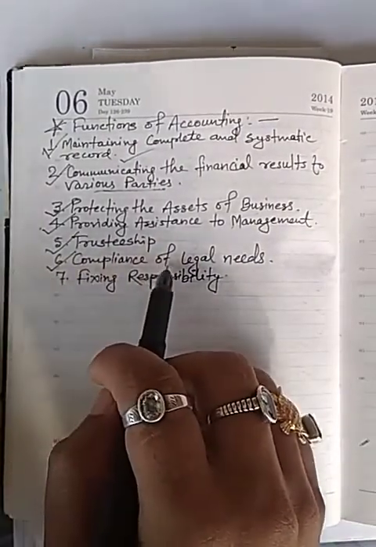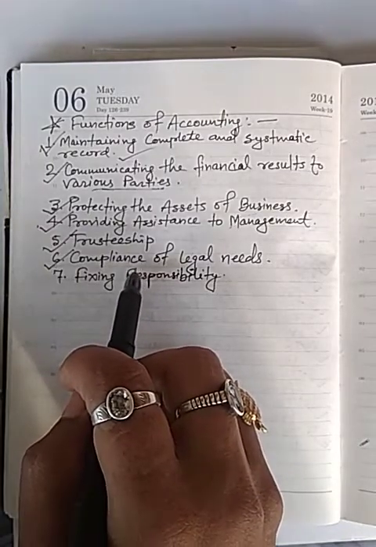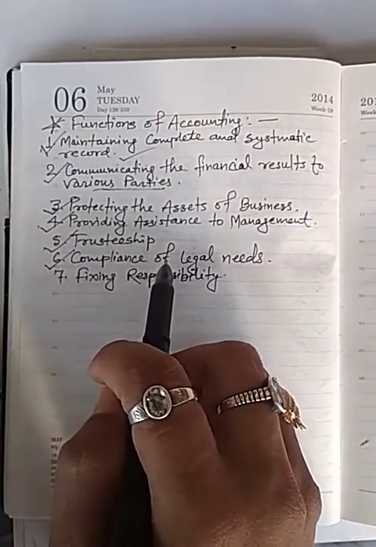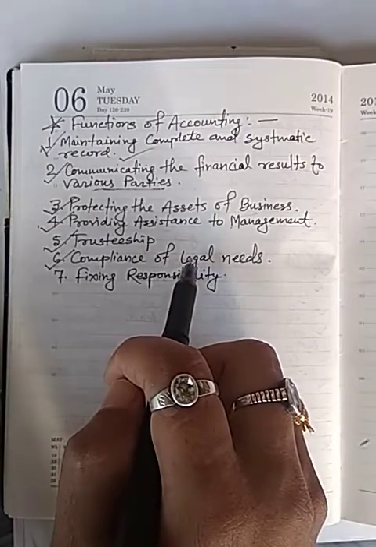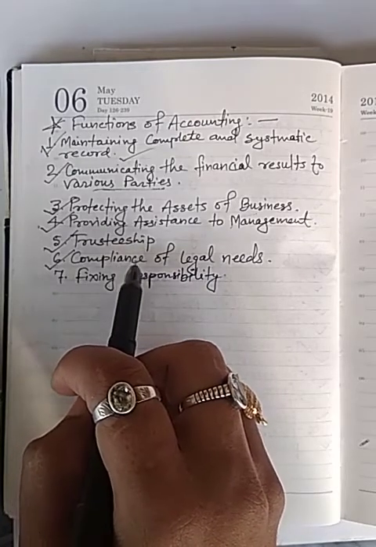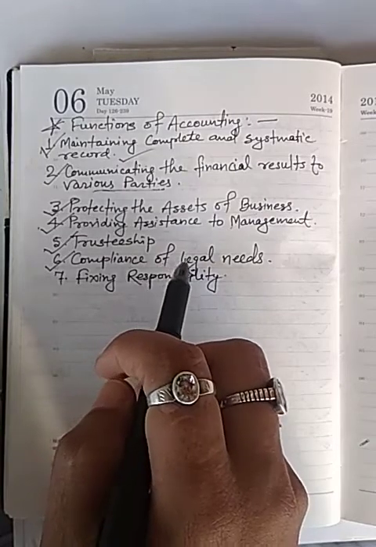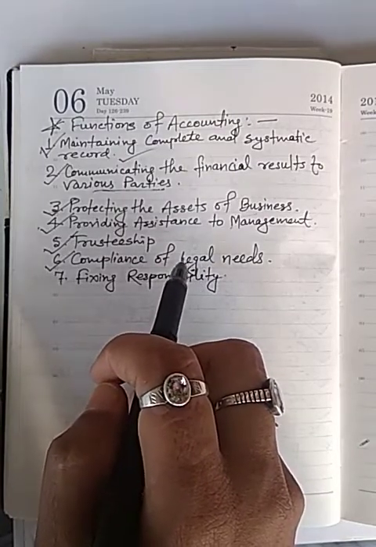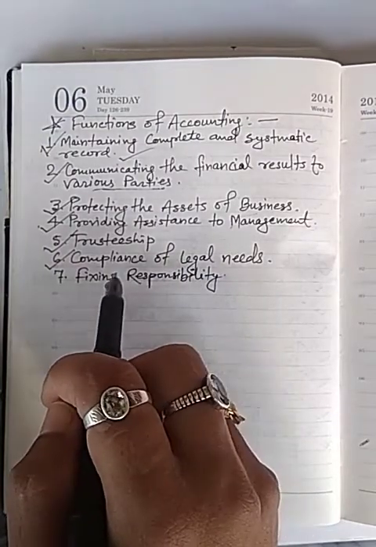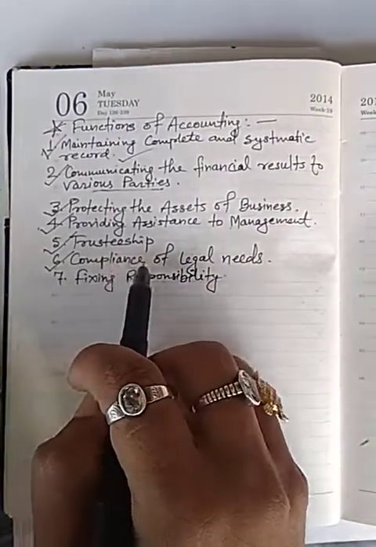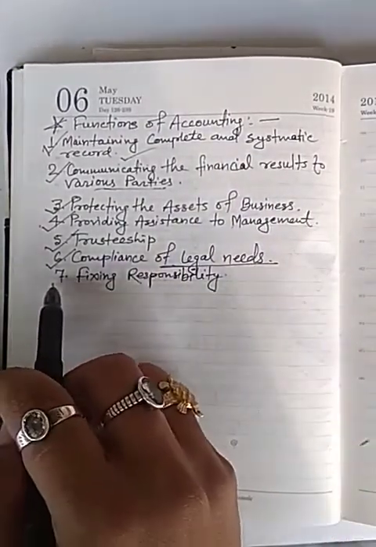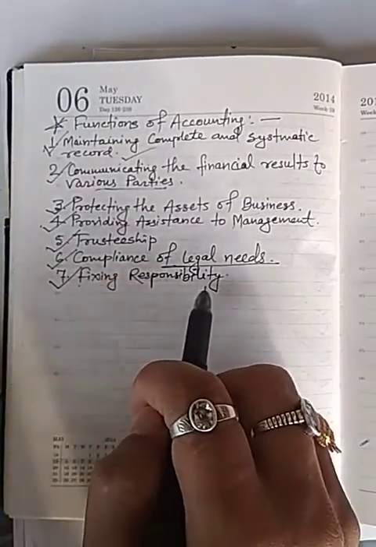The next point is compliance with legal needs. Under the provisions of various laws such as the Company Act, Income Tax Act, GST Act, etc., a business firm has to submit various statements such as annual accounts, income tax and GST returns, etc. Accounting performs this function by supplying the information to the government agencies. So, this function is also related to legal needs. And the next and last point is fixing responsibility.